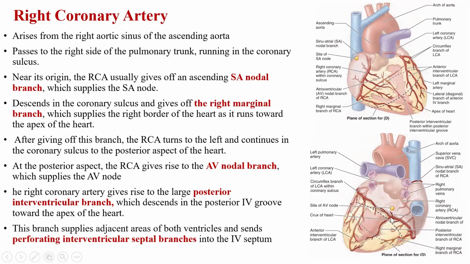responsible for the dominance of heart. If it arises from the right coronary artery, the heart is said to be right dominant, and if it comes from the left coronary artery, heart is said to be left dominant. Now, this posterior interventricular artery in the posterior interventricular groove gives rise to perforating branches. These are the perforating interventricular septal branches, which supply the posterior 1/3 of interventricular septum.